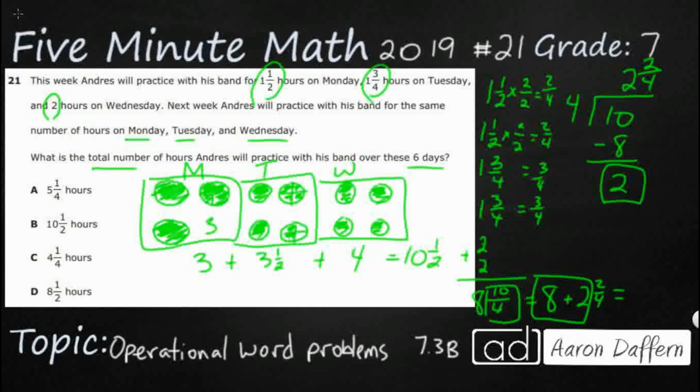Now we need to collapse our whole numbers. 8 and 2 makes 10 and 2/4. And as you can see, that equals 10 1/2.